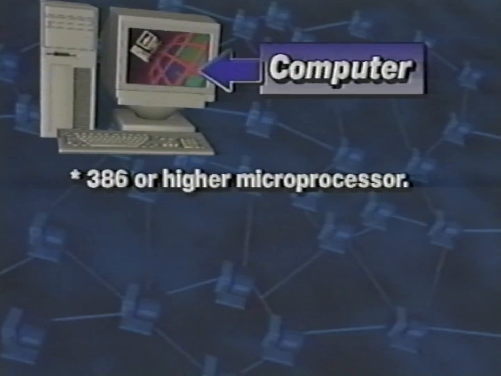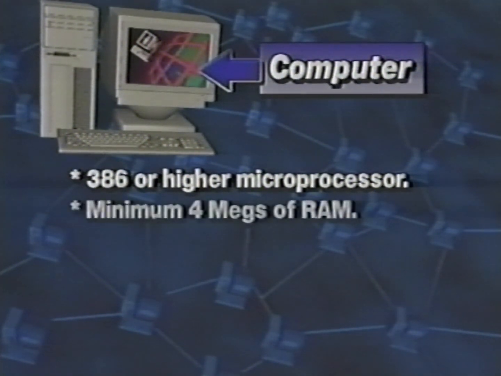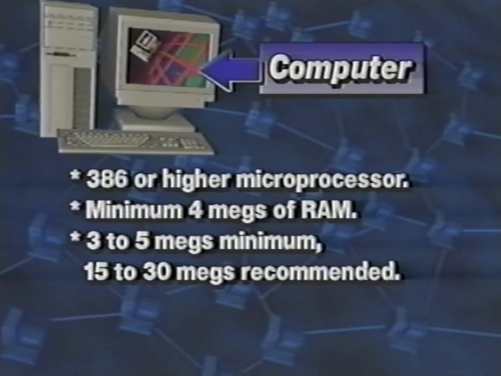Your computer should have a 386, 486, or Pentium microprocessor. You will need at least 4 megabytes of random access memory, better known as RAM. 8 megs of RAM is better, and 16 megs is better yet for some of the larger graphic programs you'll find. Your hard drive will need at least 3 to 5 megabytes of free space, but it is recommended to have at least 15 megabytes available for AOL's new 3.0 version to run smoothly.